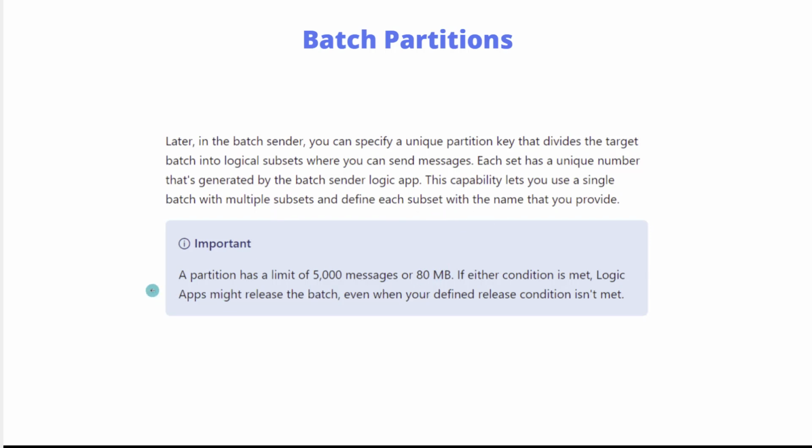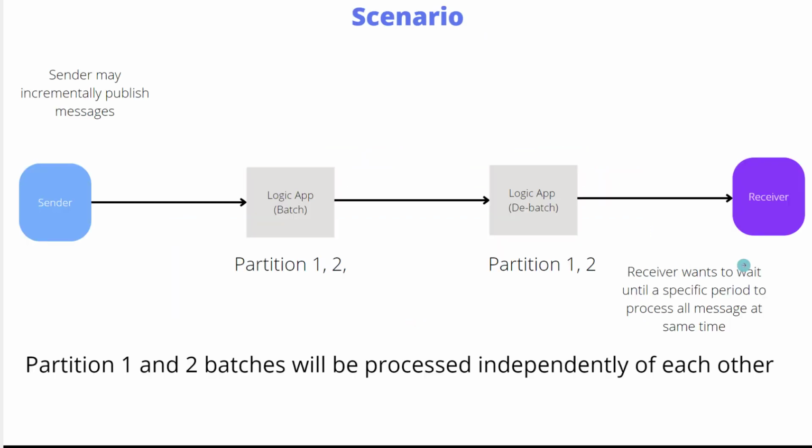And so similar rules apply in terms of limits or throughputs. And here we've got a partition can have up to 5,000 messages or 80 megs. If either condition is met, Logic Apps may release the batch even when your defined release condition isn't met. So that's something to be aware of as well.